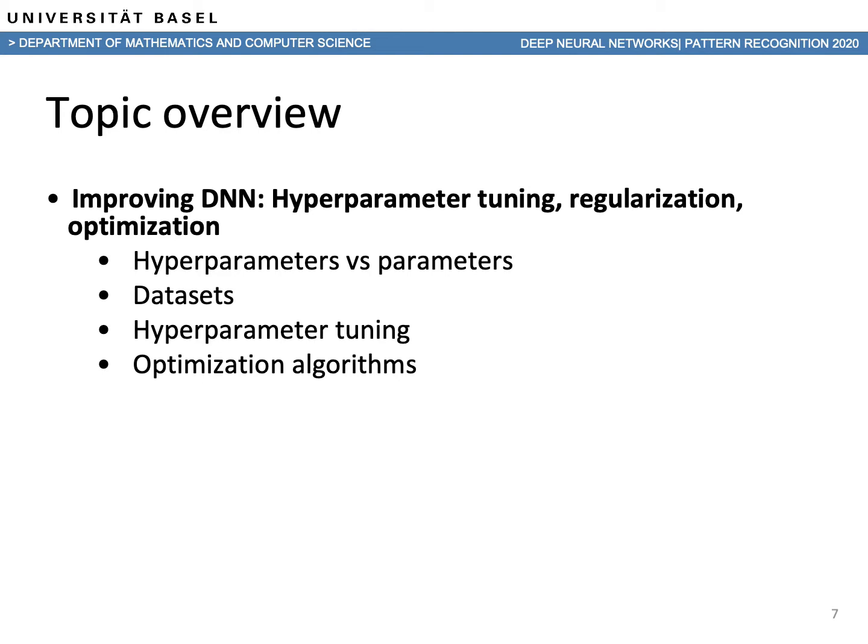Now we'll move on to the content of this video actually, which is hyperparameter tuning, regularization, optimization. And we'll first be looking at what is the difference between hyperparameters and parameters in a neural network. What dataset are we actually using to optimize these networks? How to tune the hyperparameters of a network, and lastly something about optimization algorithms.